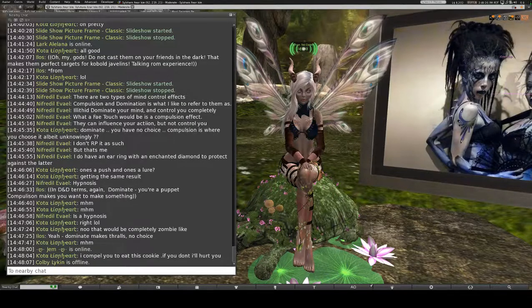Class, does anyone have any questions regarding either what I just went over or anything that I did not cover in this class in regards to Fae abilities?